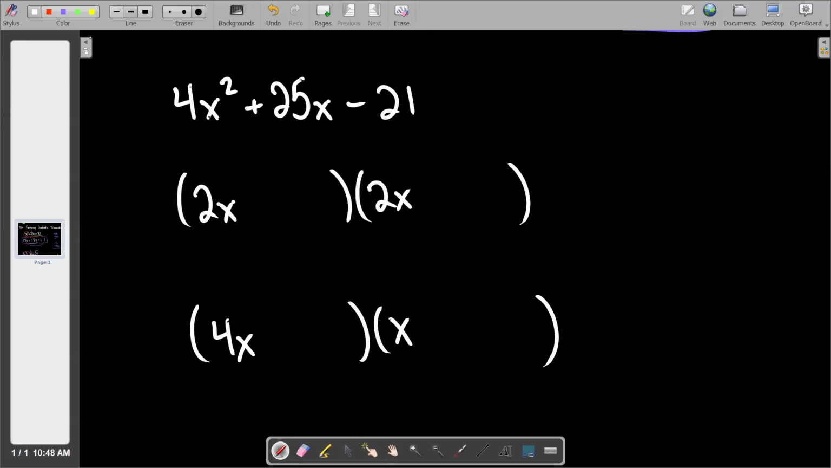I don't want to move on until you agree. Do you agree that 2x times 2x makes 4x squared? Yeah. Do you agree that 4x times 1x makes 4x squared? Yep.